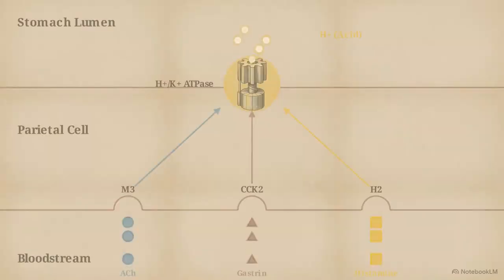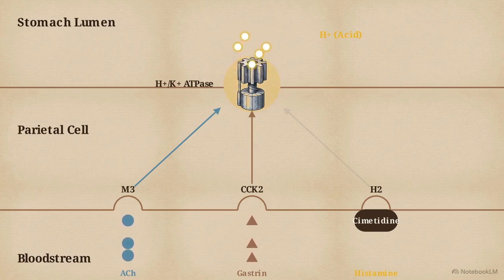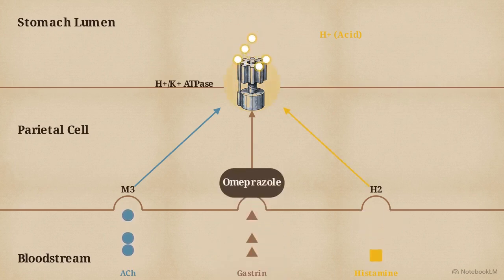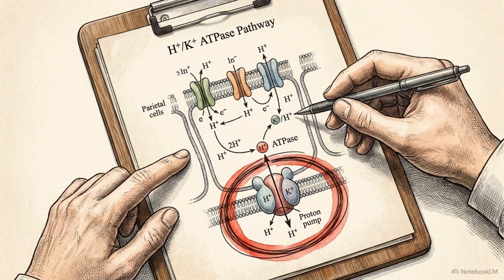This receptor architecture dictates our pharmacological targets. H2 receptor antagonists like cimetidine block just one pathway, reducing overall output. However, proton pump inhibitors like omeprazole covalently bind and irreversibly block the ATPase itself. By memorizing these distinct receptor pathways, clinicians can completely bypass complex, multi-organ feedback loops and definitively shut down acid production at its final common pathway.